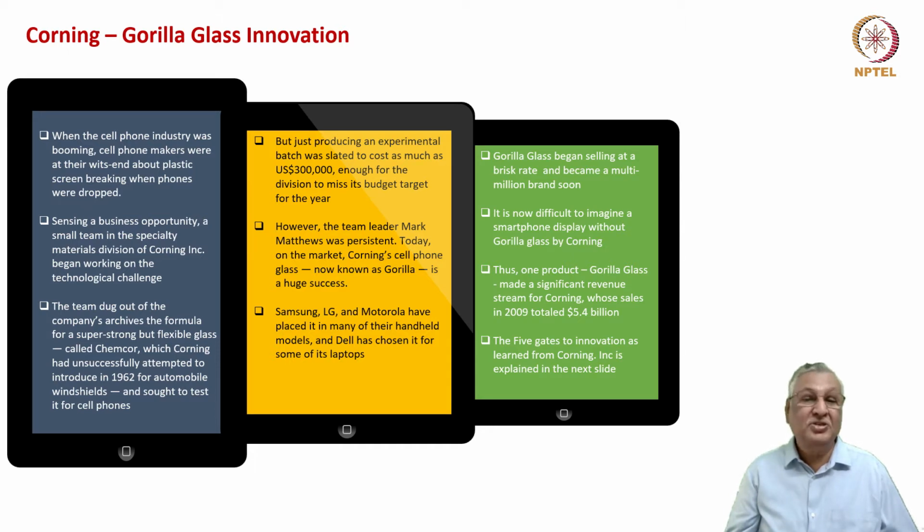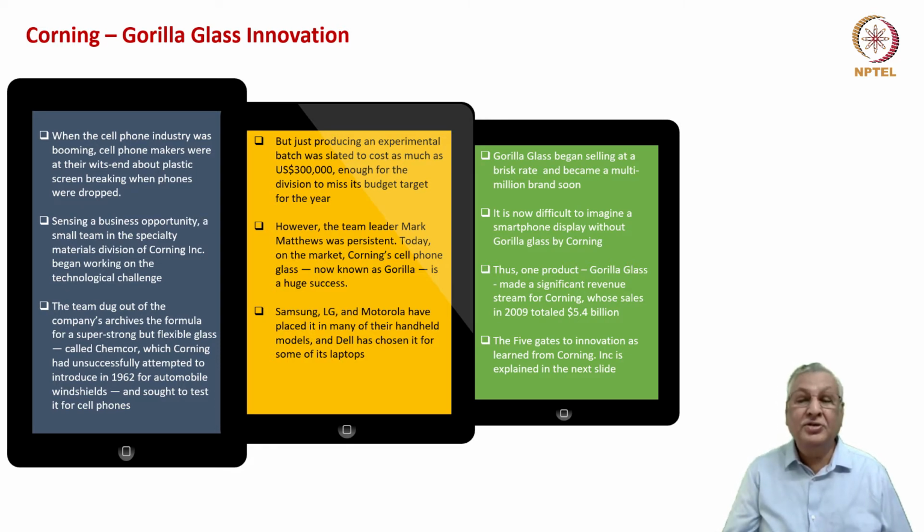However, the team leader was persistent, and the persistence paid off, and the leadership vision in supporting the development also paid off. Today, on the market, Corning cell phone glass, now known as Gorilla Glass, is a huge success, and practically every cell phone has Gorilla Glass, and several generations of Gorilla Glass have come about. You cannot imagine today a smartphone display without Gorilla Glass by Corning.